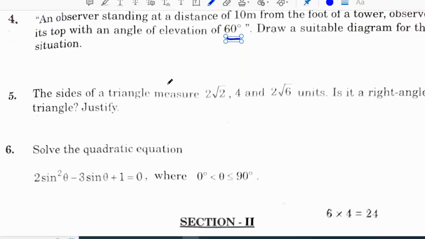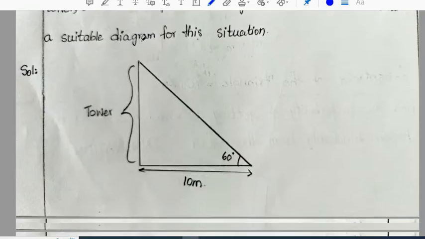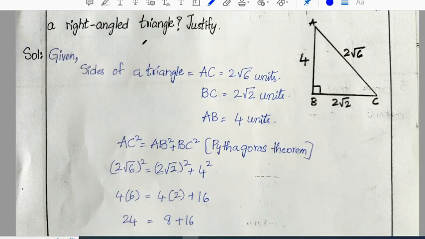We'll see the next question. The sides of a triangle measure 2 root 2, 4, 2 root 6 units. Is it a right angle triangle or not? Justify. So to prove it is a right angle triangle, we need to check Pythagoras theorem. So given AC is 2 root 6, BC is 2 root 2, AB is 4 units.